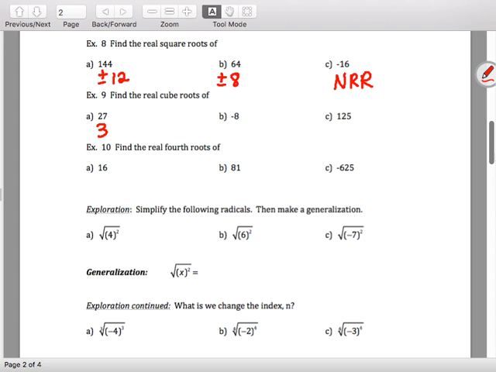All right, so in example 8, letter B, plus or minus 8. Letter C, not a real root, because I can't take negative 4 times negative 4. When you're talking about roots, it's one number times itself that many times. So a square root is times itself, a cube root is times itself 3 times. So letter B, negative 2, and letter C is 5. There's only one answer. The fourth roots, plus or minus 2, plus or minus 3, not a real root. What questions can I answer for you?